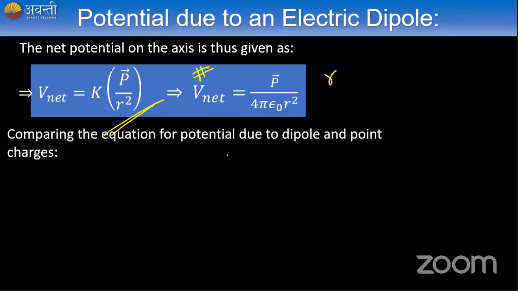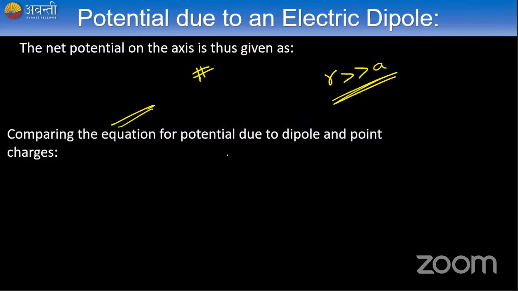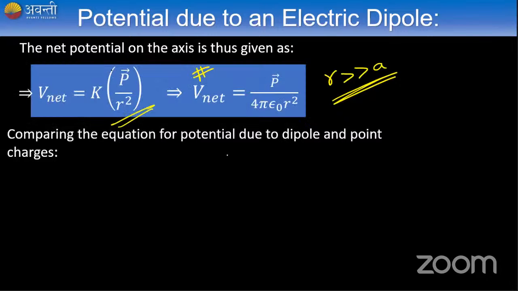Yes, when my dipole is not a short dipole, when R is much greater than A, I can neglect A. So comparing the equations, this is the expression for the electric potential due to a dipole at a point. Note that in your CBSE NCERT you had a different expression. We have considered this point on the axis condition, so this is the electric potential on the axis.